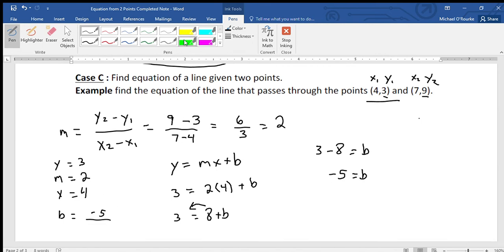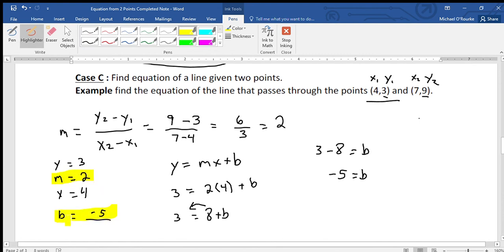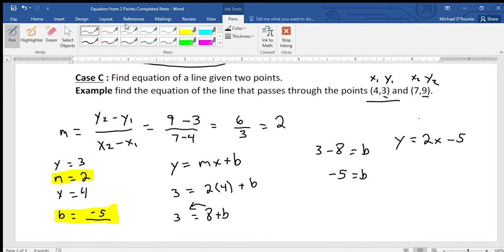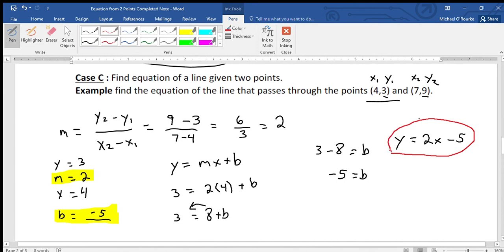-5. And then we have the two things we need for our equation, an m value and a b value. Then we plug it into our equation. Y equals 2x minus 5. And there's our final answer. Just like that. So let's do one more of those.